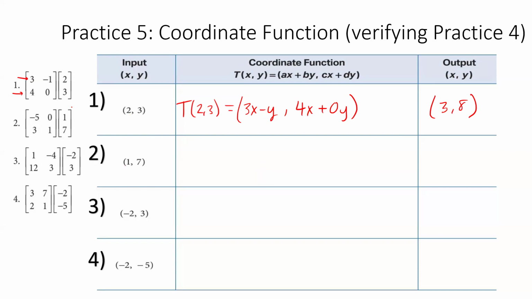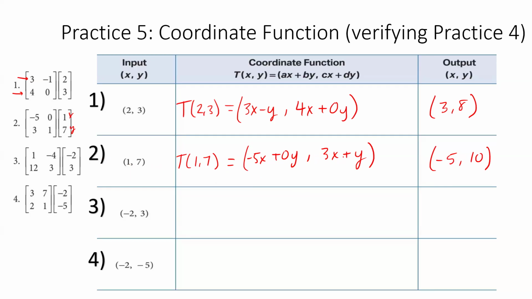So again, 1, 7. So again, this is your X and your Y that was plugged in. So the transformation of 1, 7 equals, so how do we transform it? We had -5X plus 0Y, comma, 3X plus 1Y. And what was the product of our matrix? We got -5, 10. So therefore, our output would be -5, 10. If you didn't believe it, you can plug it in. If I plug in 1 for X, that gives me -5. Plug in 7 for Y, that's 0. What's -5 plus 0? -5. Okay. Same thing here. 3 times 1 is 3, plus 7 is 10.